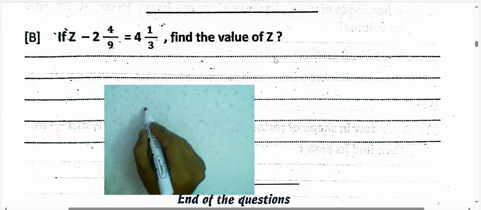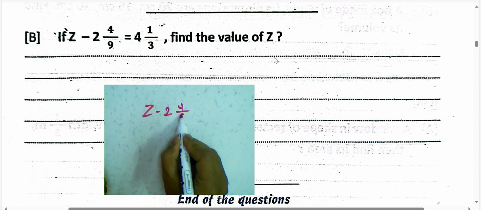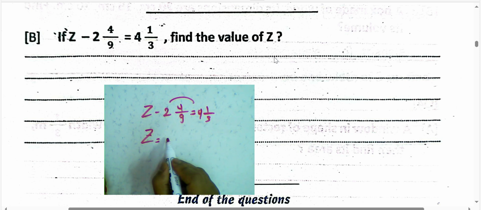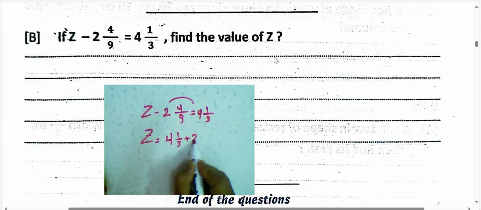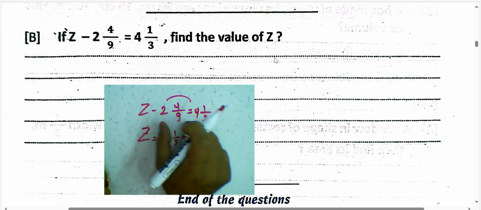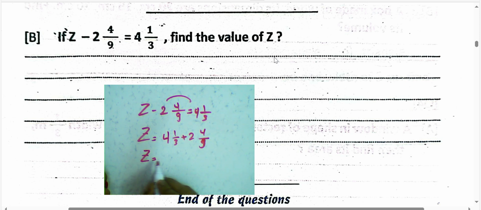If z subtract 2 and 4 over 9 equals 4 and third, we can find z by adding 4 and third to 2 and 4 over 9. We have the minuend. To find the minuend, you must add the subtrahend to the difference. Then z equals, write 9 in the denominator: 3 times 3 is 9, 1 times 3 equals 3, and then write 4. Then z equals, write 9 in the denominator, and 2 plus 4 equals 6, and 4 plus 3 equals 7. The result will be 6 and 7 over 9.